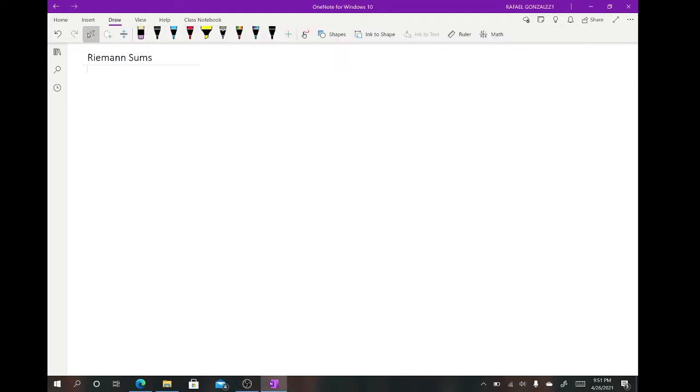Okay, so in the previous two parts of this lecture, we saw how to calculate a Riemann sum to find the area under a curve. Now I'm going to talk a little bit more generally about it, of how you actually get the width, how you get the height in more general terms.